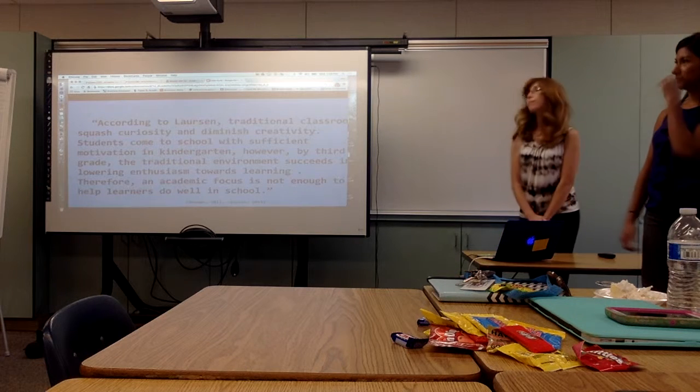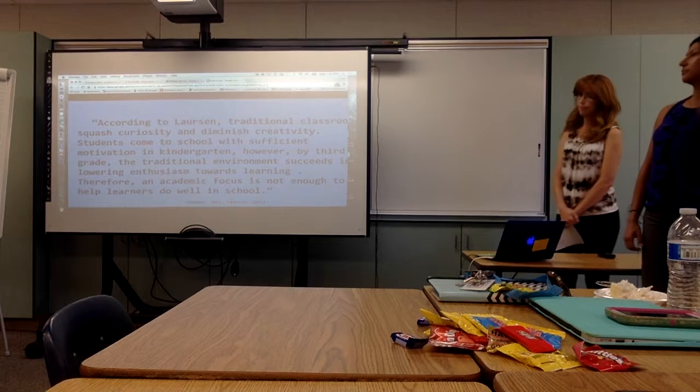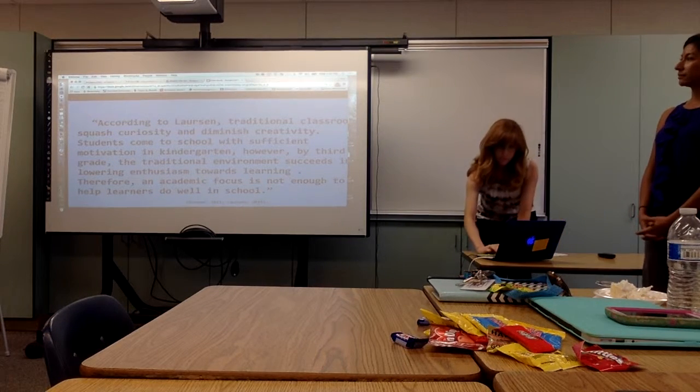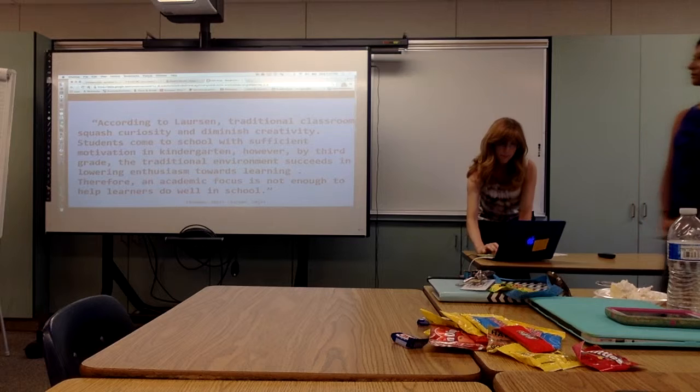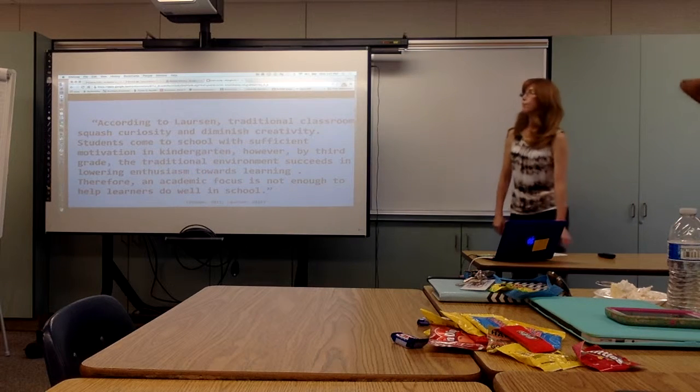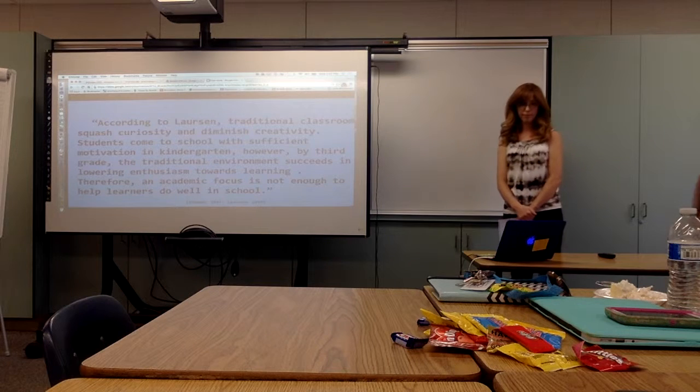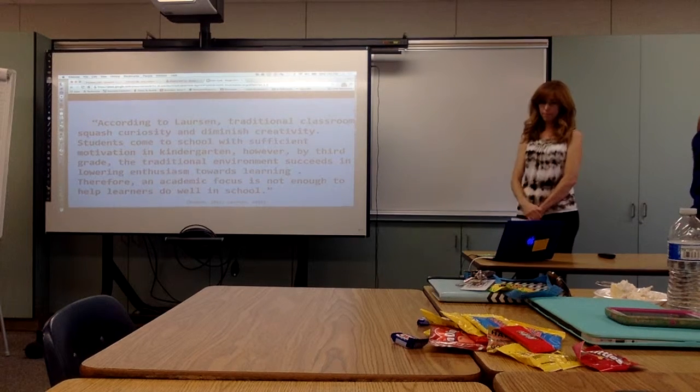And while doing the literature review, I worked on the motivational piece. According to Larson, traditional classrooms squash curiosity and diminish creativity. Students come to school with sufficient motivation in kindergarten. However, by 3rd grade, the traditional environment succeeds in lowering enthusiasm towards learning. Therefore, an academic focus is not enough to help learners do well in school.